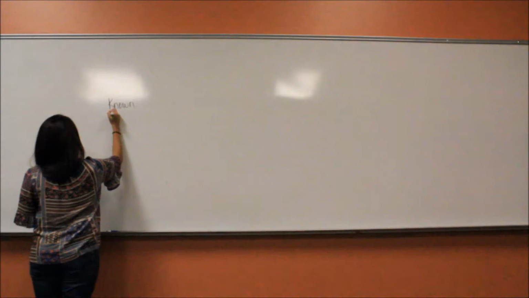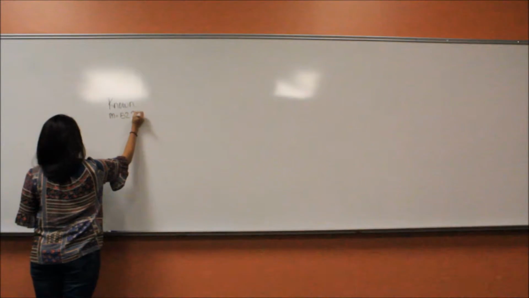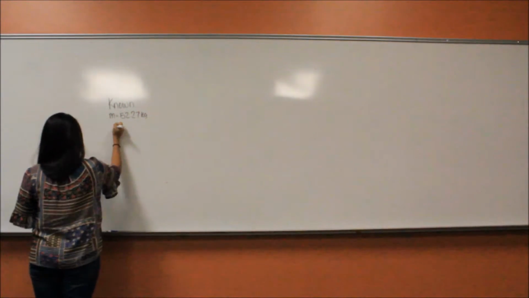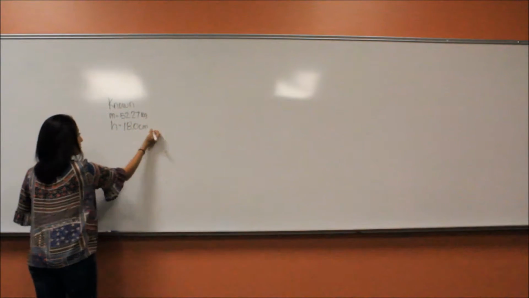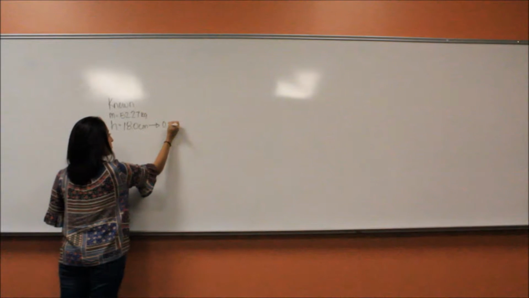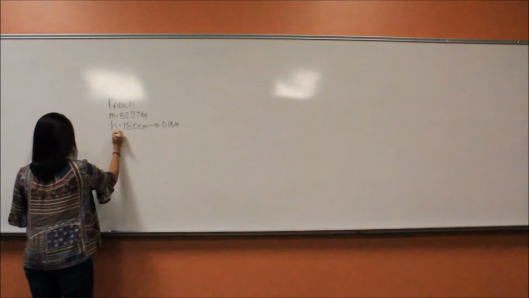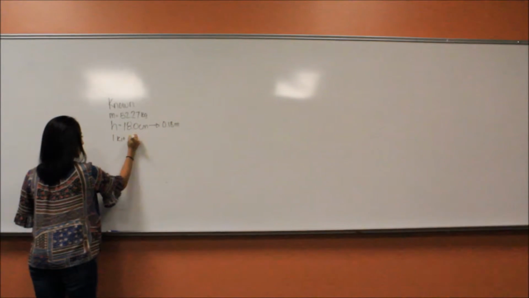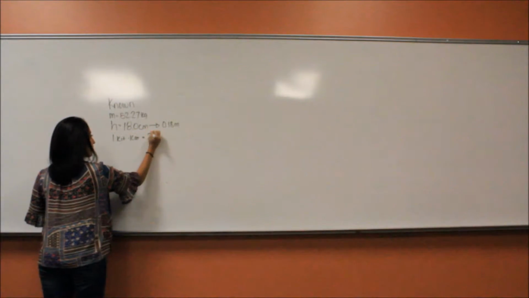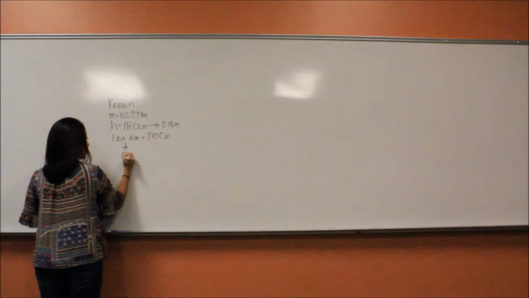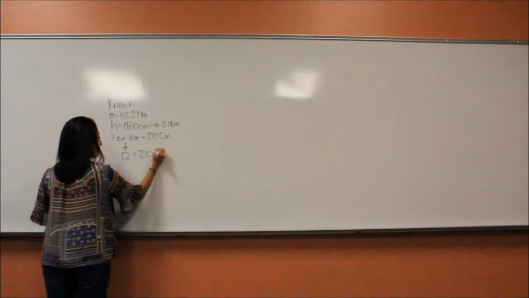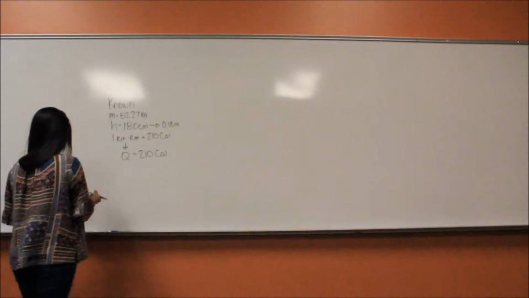This is what we know. My mass is 52.27 kilograms, and the height of each step is 18.0 centimeters, which we convert to meters, making it 0.18 meters. We know that 1 Kit Kat equals 210 calories, so we can let 1 Kit Kat be Q, which is heat, and heat is energy due to change in temperature.